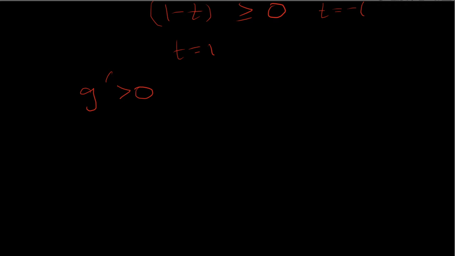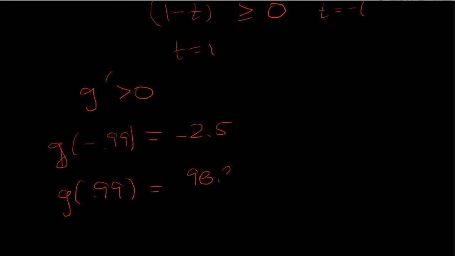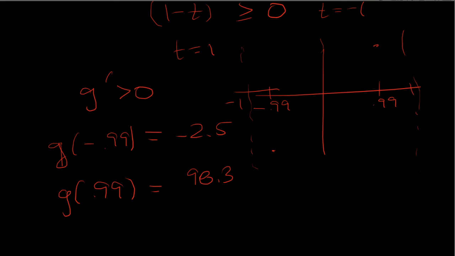The next step is to find a negative and a positive value. So let's consider g of negative 0.99 and g of 0.99. So that would be negative 2.5 and 98.3. Well, if we graph these, and of course these are not drawn to scale, so negative 1 to 1 are asymptotes, since we're dividing by 0. It's increasing, so it should always go up.